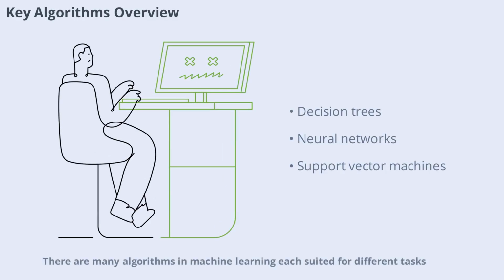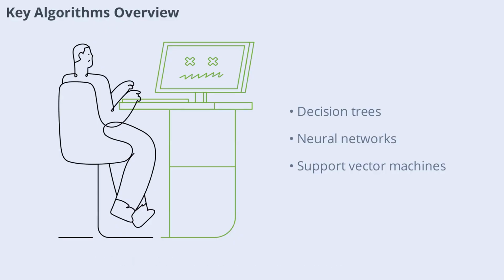There are many algorithms in machine learning, each suited for different tasks. Some popular ones include decision trees, which split data into branches to make decisions, neural networks, which mimic the human brain, and support vector machines, which find the best boundaries between categories. Understanding these algorithms helps us choose the right tool for the job and build effective machine learning systems.